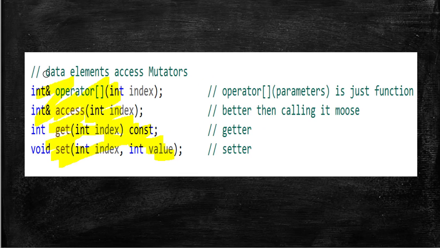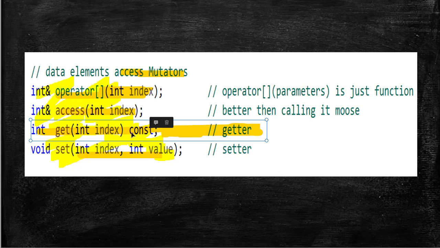Here again are our accessors and mutators. A mutator is this thing. It allows me to change something. This is just an accessor. It says a getter. Go in there and get that value out, but don't change anything. Notice it's the only one that's a constant.